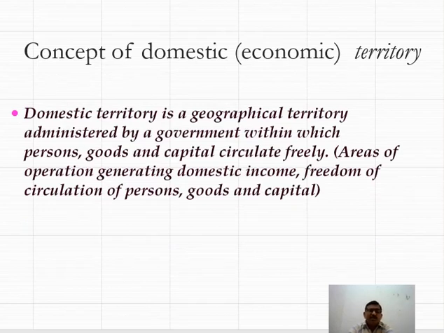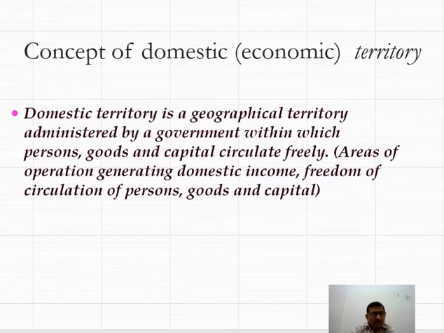Now another concept used in the lesson is domestic territory. In lower classes, class 8, 9, 10, you have studied about geographical territory. The territory which is shown on the map is basically political territory, geographical territory. But in economics, domestic territory is different from geographical territory. Domestic territory is wider than geographical or political territory, because it not only includes the political territory but also all the areas of operation generating domestic income, with freedom of circulation of persons, goods and capital. So domestic territory is a geographical territory administered by a government within which persons, goods and capital circulate freely.